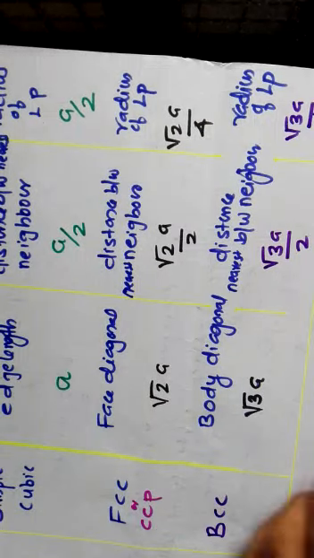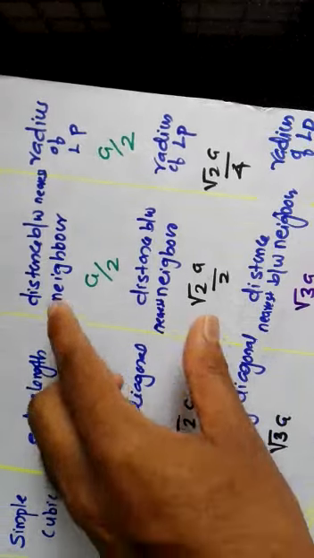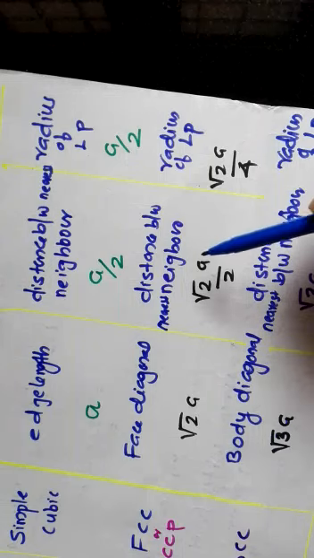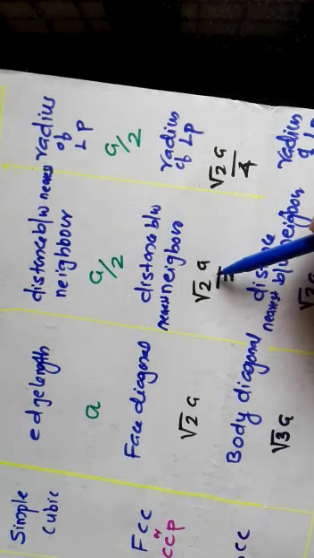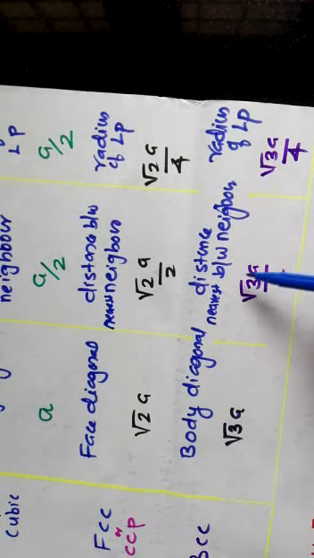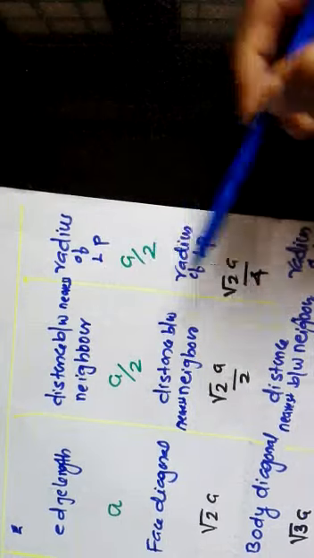Therefore these relations are once again: body diagonal root 3a, face diagonal root 2a, edge length a. Distance between nearest neighbors in simple cubic is a by 2, in FCC or CCP it is root 2a by 2, and in BCC it is root 3a by 4. The radius of the lattice point is a by 2 in simple cubic, root 2a by 4 in FCC, and root 3a by 4 in BCC. Now let us see some simple questions.